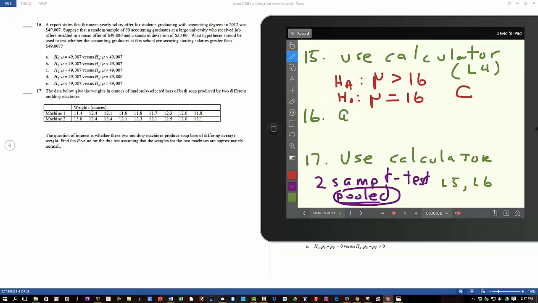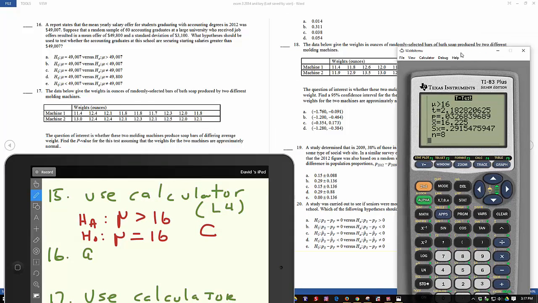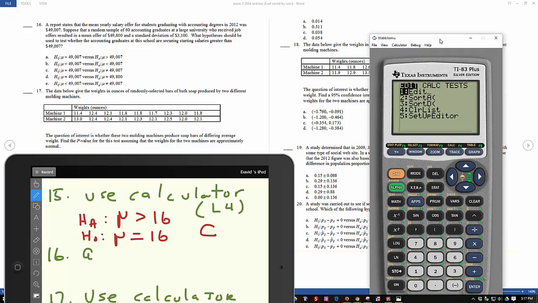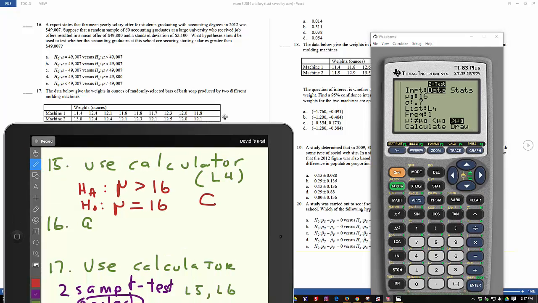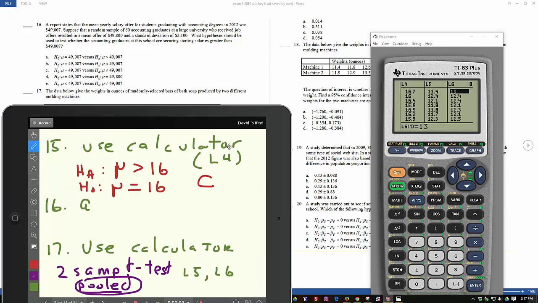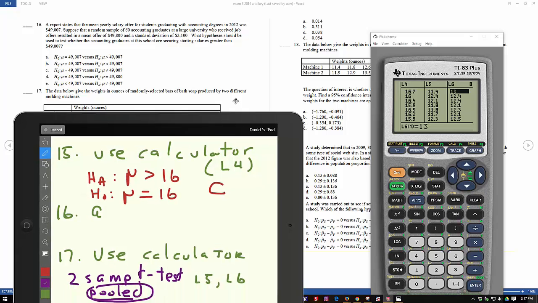So I'm going to now, I've got my answers at the top of the next page here. Do stat, edit, and I have my numbers in lists 5 and 6. You can see I already have those in there. Those are from here: 11, 4, 12, 4, 12, 1 in L5, and then 13, 12, 4, 12, 4. Okay, they're in L5 and L6.